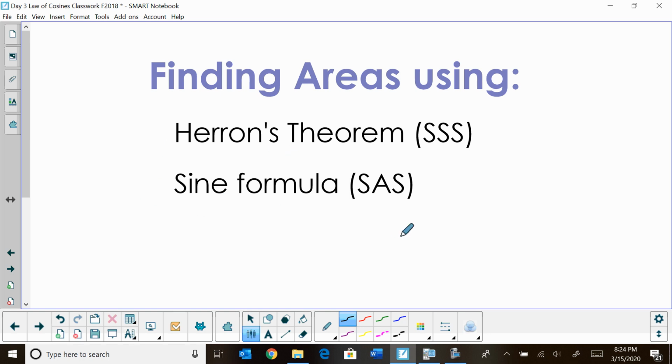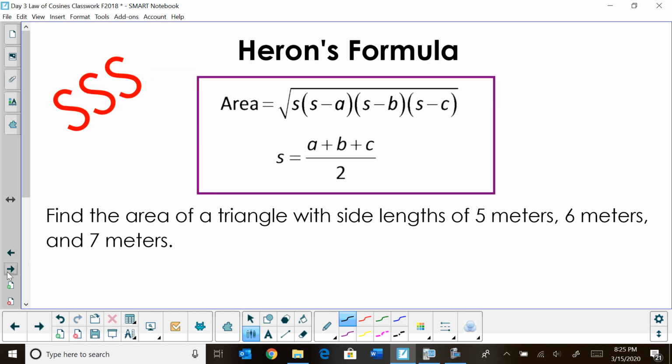Today we're going to learn how to find areas of triangles using both Heron's theorem and a sine formula. You use Heron's when you have the side information, and you use the sine formula when you have a side, included angle, side. So let's start with Heron's formula.